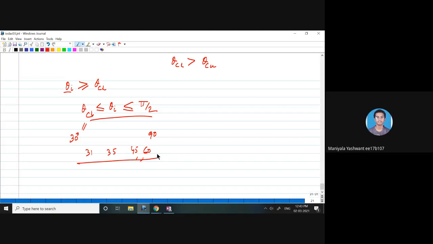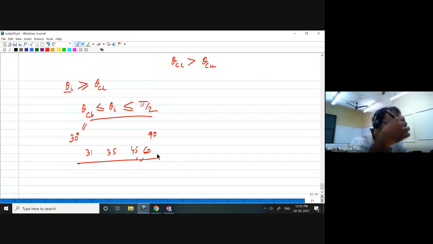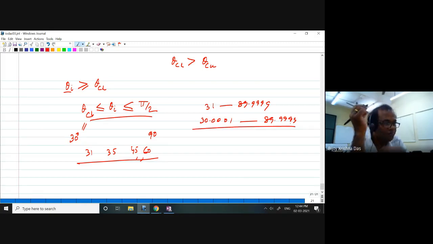No. The only case where it doesn't work is theta equal to 90 degrees. Okay, forget 90 degrees. Less than that, 89, it works. So you can say 31 to 89, or 89.9, 89.99999, and 30.000001 to 89.99999. Any angle you consider in between can guide the light, right? No, sir.